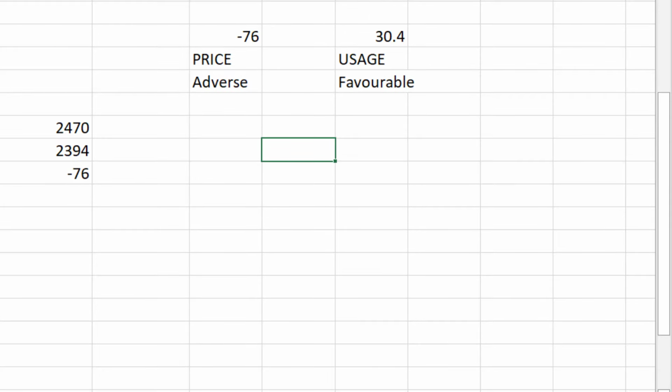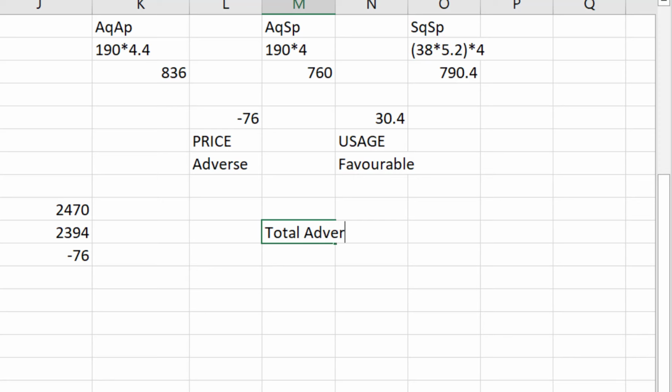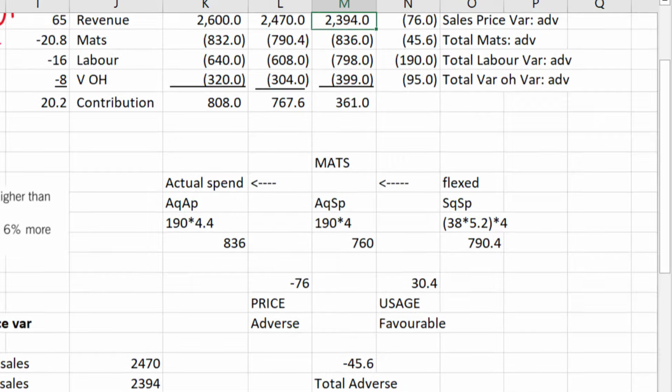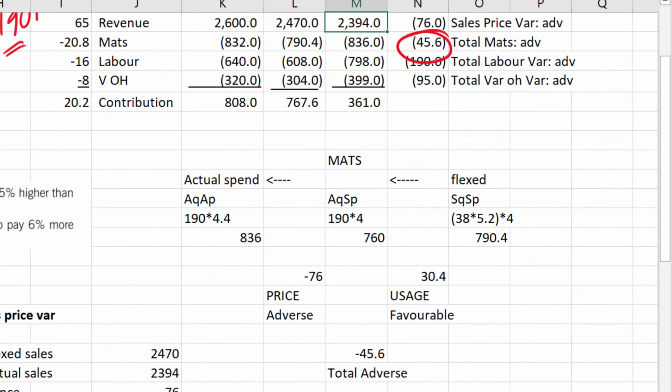And then, if I did this correctly, the total variance should be adverse, and it'll just be the sum of these two. Equals that, plus that. Negative 45.6. And does that match my budget here? Yes, it does. 45.6. So now we can understand why we overspent. Well, we paid a lot more for the inputs. We actually used less, so we saved on units, overspent on price. Maybe we bought higher quality goods.